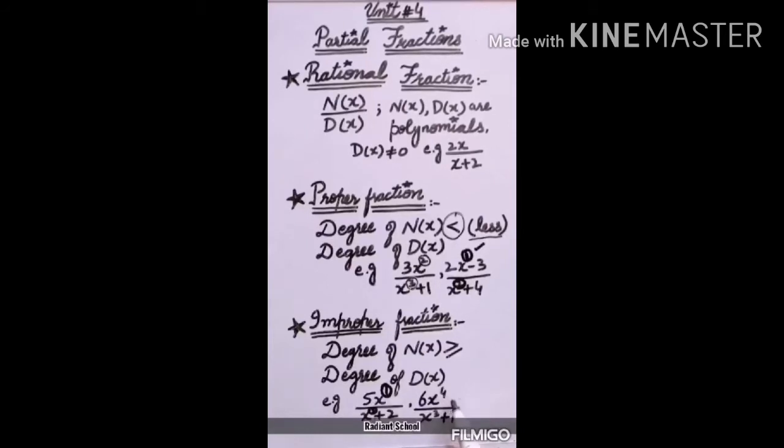Let's take another example. Find the degree of numerator. The degree of numerator is 4 and the degree of denominator is 3. So the degree of numerator is greater than the degree of denominator. When the degree of numerator is greater than the denominator, or if the degree of numerator is equal to the degree of denominator, this type of fractions are said to be improper fractions.